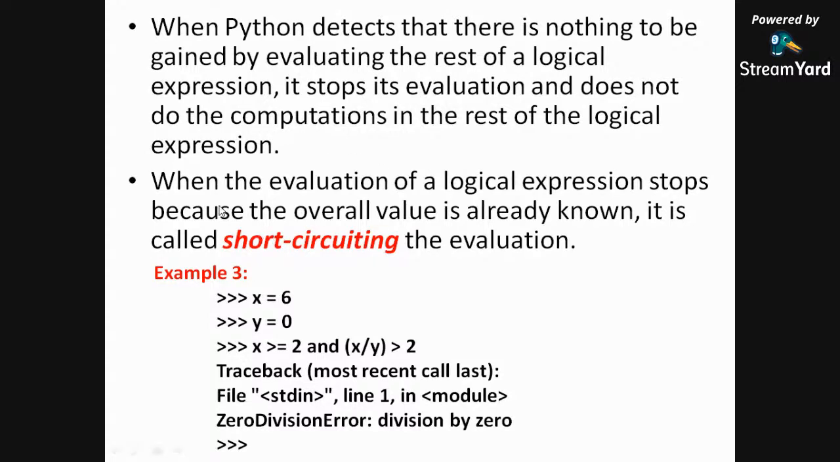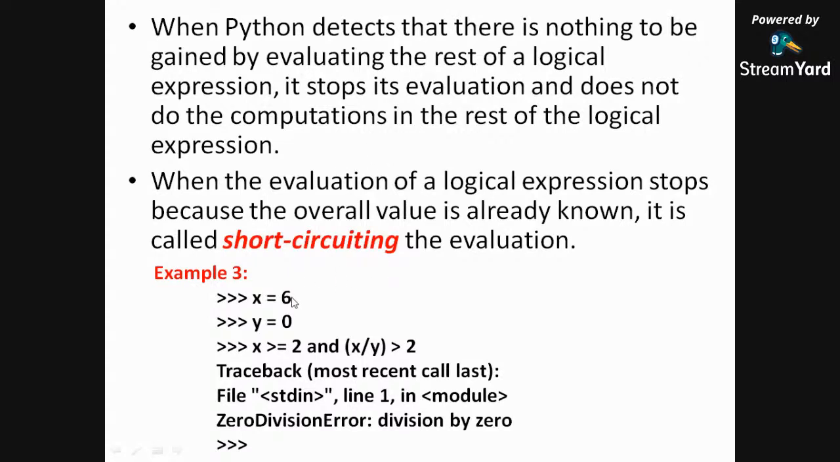Clear? So we can say that when the evaluation of a logical expression stops because the overall value is already known, this is called short circuiting the evaluation. From one expression, it is confirmed that the overall value of the expression is going to be the same, so it won't evaluate the rest of the expression. This is called short circuit evaluation.